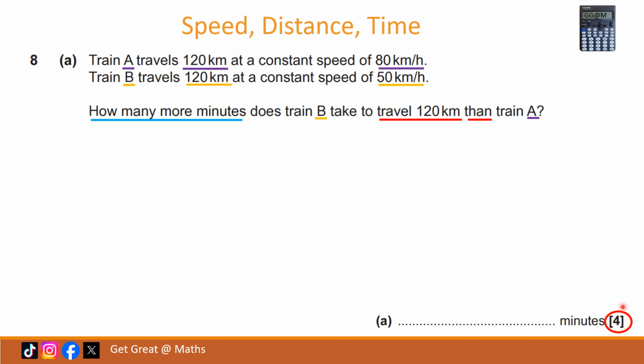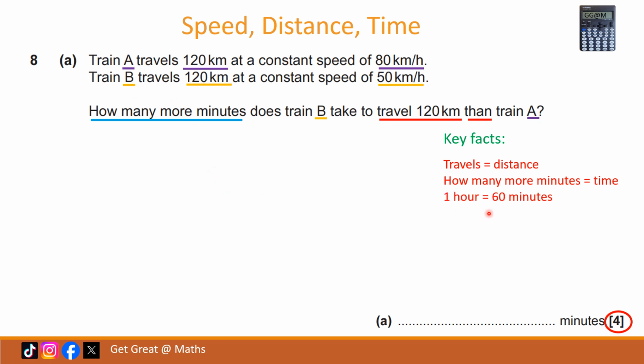Now to be able to do this, we need to know some key facts. So first of all, our first key fact is that the word travel means we're looking at a distance. So train A travels 120 kilometres. That means it goes a distance of 120 kilometres. How many more minutes? That is looking at a time. When it's looking at minutes, it gives you the units. So it's looking for the time. So the question wants to know how many minutes between train B and train A?